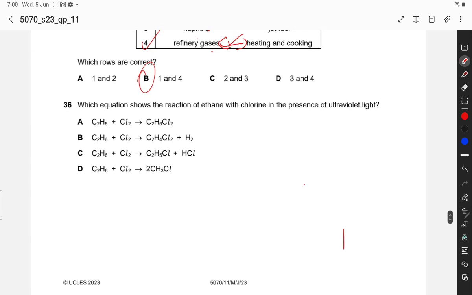Question number 36. Which equation shows the reaction of ethane with chlorine in the presence of ultraviolet light?